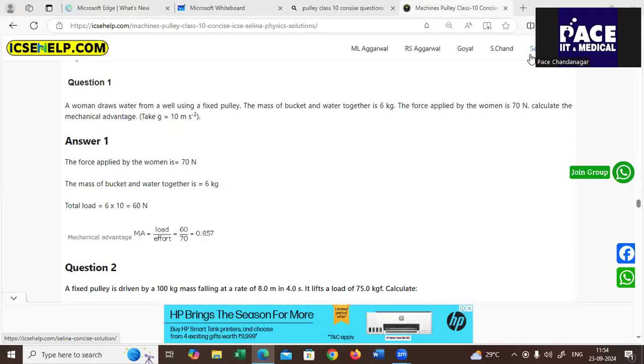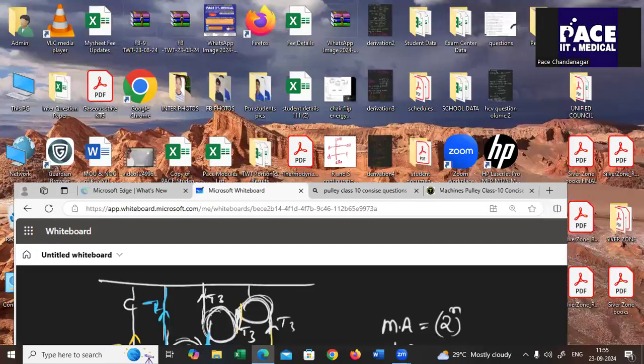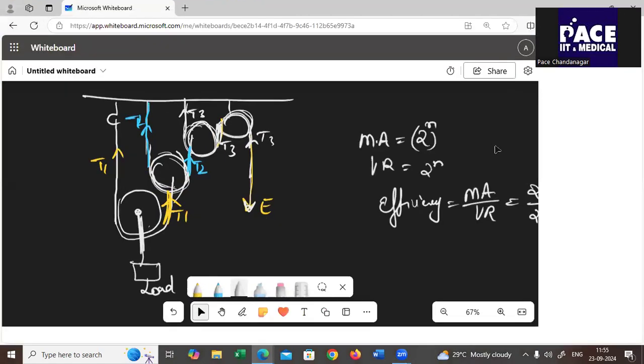Now, coming up with the numericals of this chapter. A woman draws water from a well using a fixed pulley. The mass of the bucket and water together is 6 kilograms. The force applied by the woman is 70 newtons. Force applied is nothing but your effort. Calculate the mechanical advantage. Mechanical advantage is nothing but load by effort. So remember that mechanical advantage is load by effort. Always be very careful using those things there.